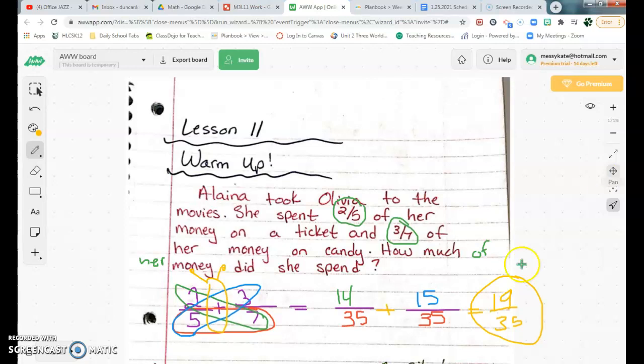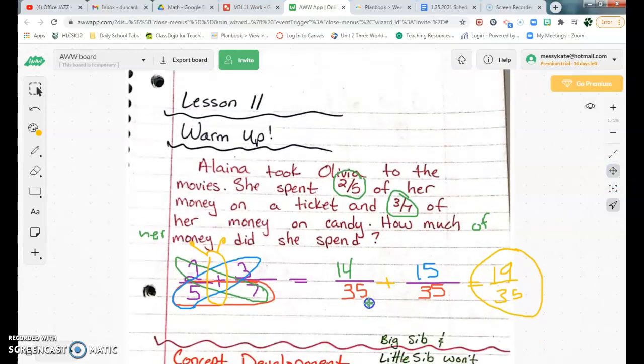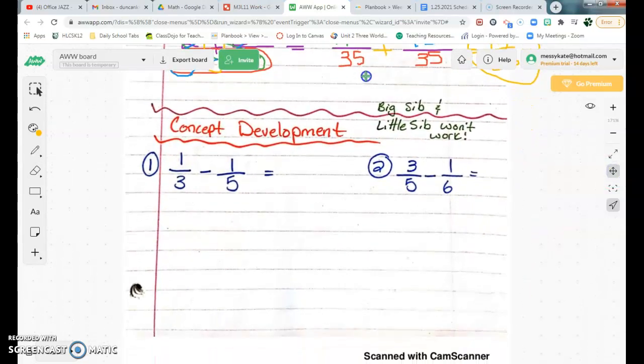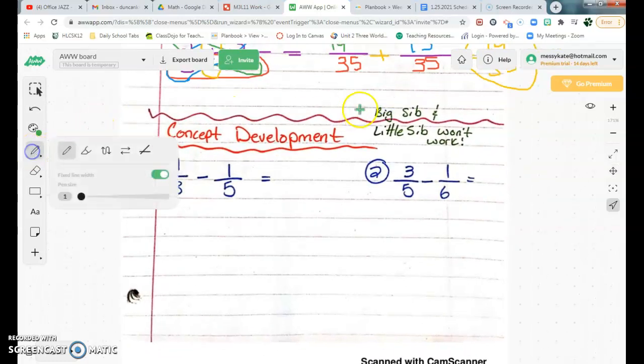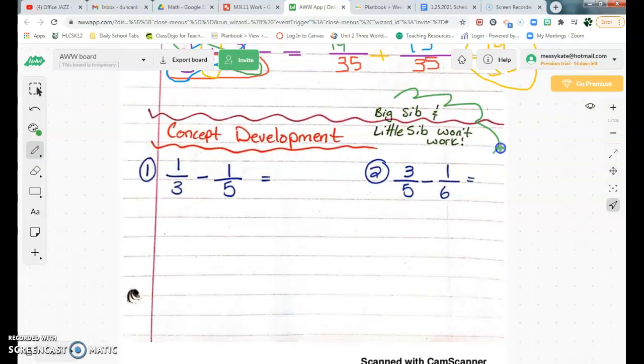Alright, scrolling down to our concept development today. I do want you to write this down for me, please. Today we are going to be working on subtracting fractions and subtracting mixed numbers, and I told you this is hard. This is not easy, this is going to take some time. It's not like big sibling, little sibling. That only works for adding.